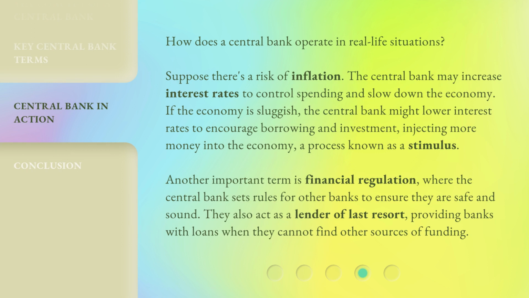How does a central bank operate in real-life situations? Suppose there's a risk of inflation. The central bank may increase interest rates to control spending and slow down the economy. If the economy is sluggish, the central bank might lower interest rates to encourage borrowing and investment, injecting more money into the economy, a process known as a stimulus.